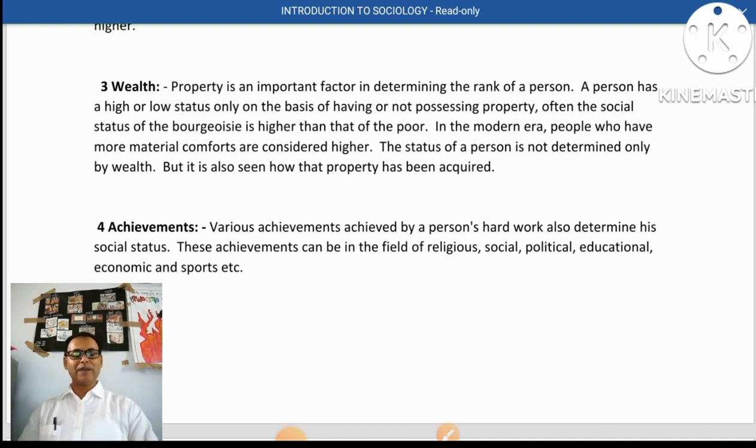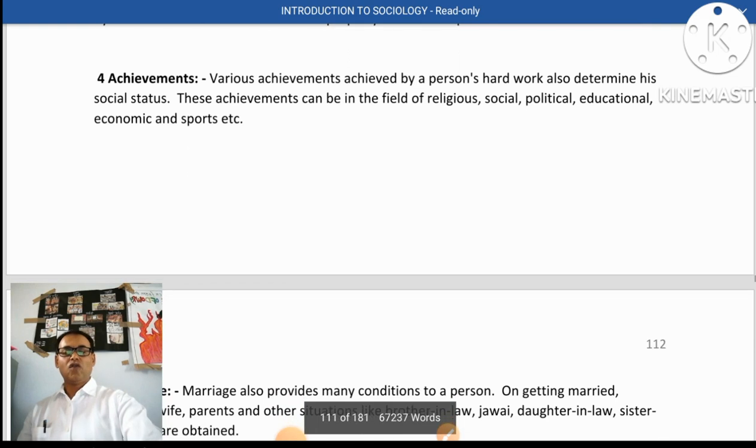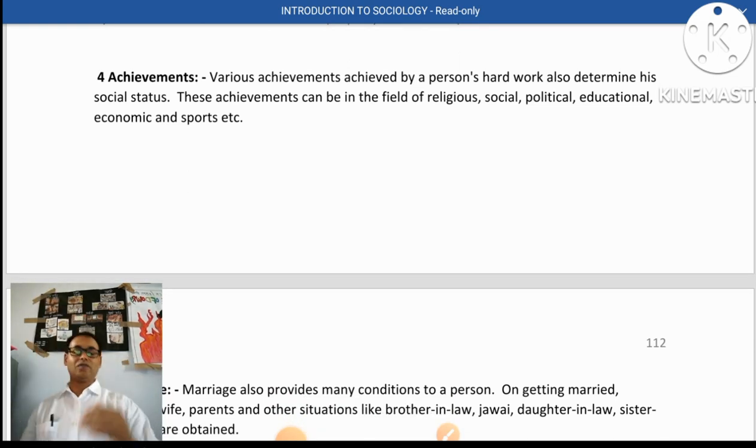The status of a person is not determined only by wealth, but it is also seen how that property has been acquired. Achievements. Various achievements achieved by a person, and hard work, also determine his social status. These achievements can be in the field of religious, social, political, educational, economic, and sports.